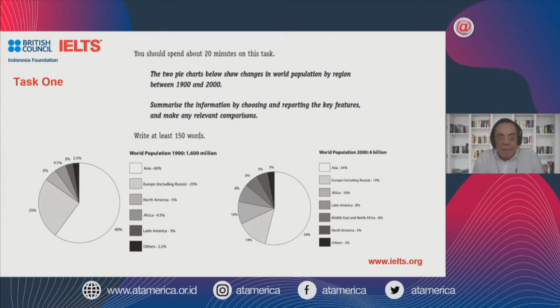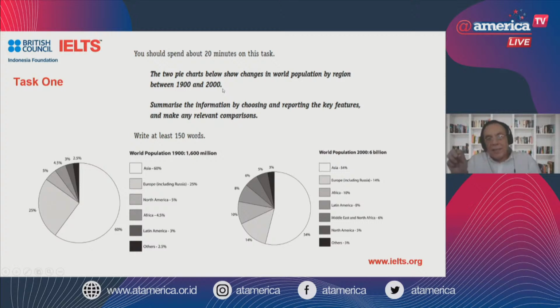All right. Well, that's a lot to take in, isn't it? So there's the instruction at the top. You should spend about 20 minutes on this task. Okay. And here's the description. The 2 pie charts below show changes in world population by region between 1900 and 2000. Okay, so that means it's a change over time.